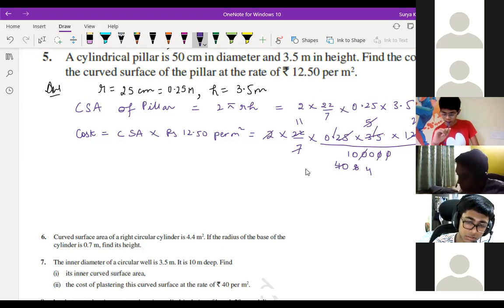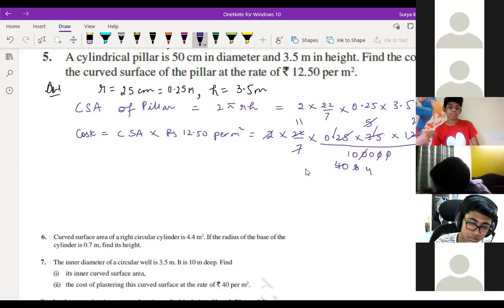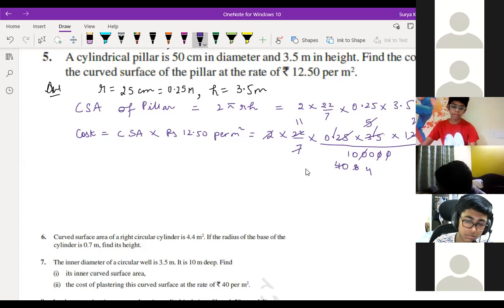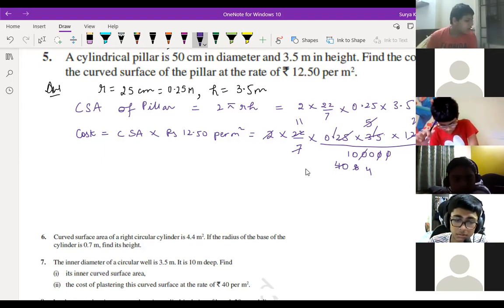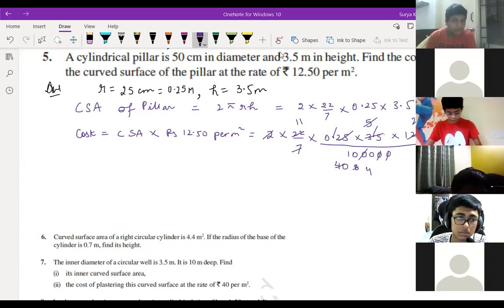Just check once, all of you. Okay, sir. So 4 6s are 24, 3 will be there. Then 4 8s, 6 8s are. Sir, we can also first find the CSA and multiply with the cost, right? Yeah, that only we did. Sir, I first found the CSA of the pillar, then multiplied with 12.5. Sir, I got the CSA as 5.5 meters square and then multiplied it by 12.50. I'm getting 68.75. 68.75, right?